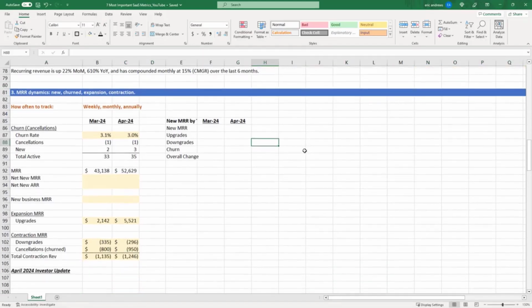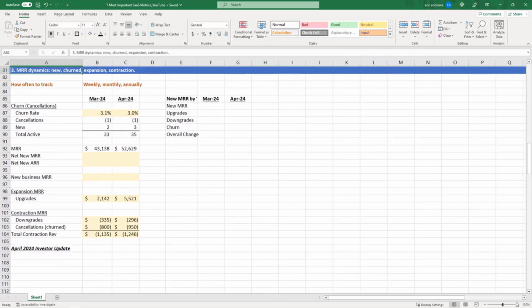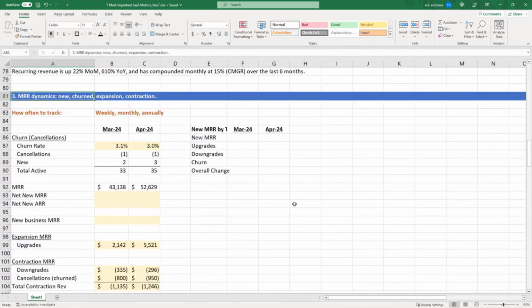So now let's look at the next thing. Let's talk about our MRR dynamics. There's really four categories of MRR. There's new revenue that you brought on. There's churned revenue, which is basically cancellation of accounts. There's expansion, which is upgrades of accounts, so that's increasing the number of seats, increasing the usage, so paying more to keep using the software. And there's contraction, which is people downgrading but not churning.